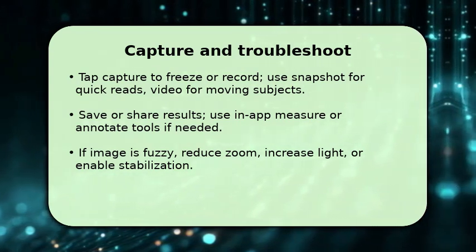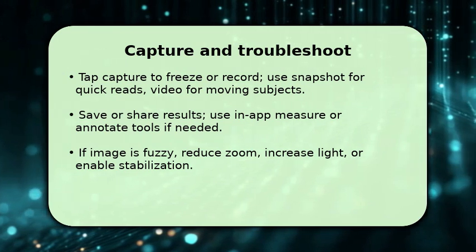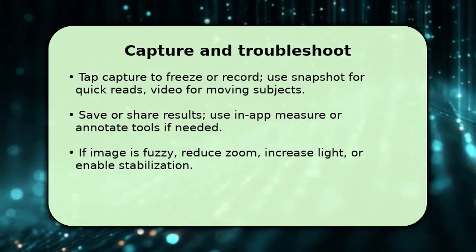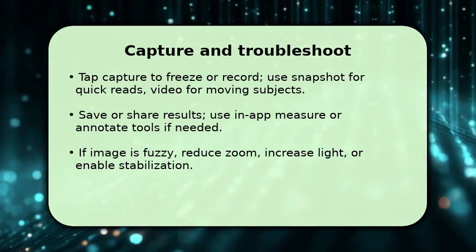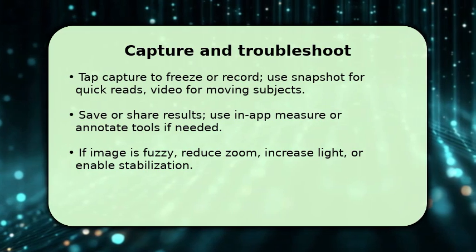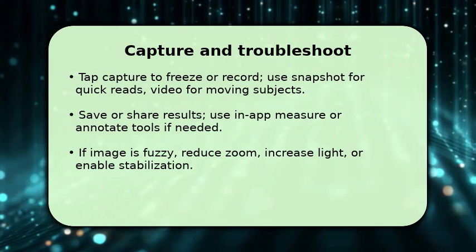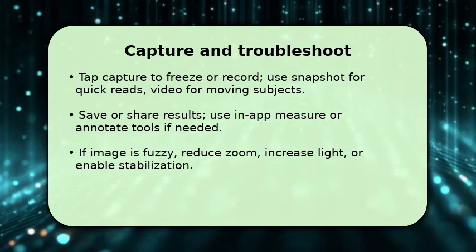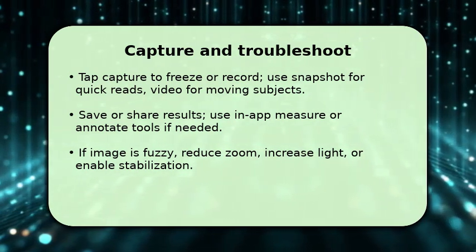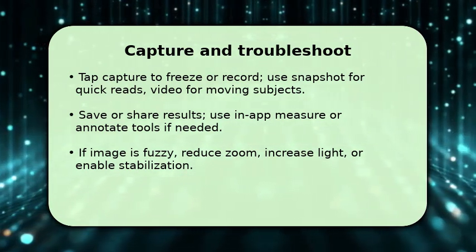After capture, save or share directly from Operator and apply in-app annotate or measure tools if you need notes or dimensions. If things go wrong, say the image looks fuzzy, reduce zoom slightly, increase lighting, and verify stabilization is on. Doing these 3 fixes usually clears blur quickly and gets you usable detail without redoing the whole setup.